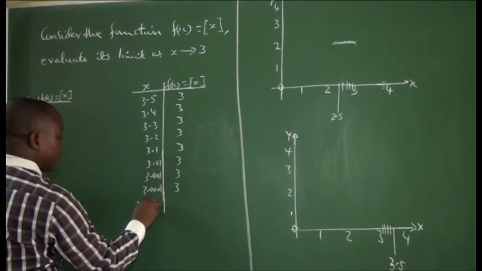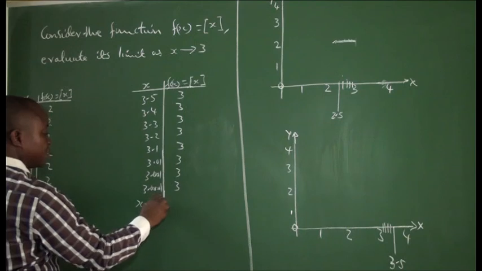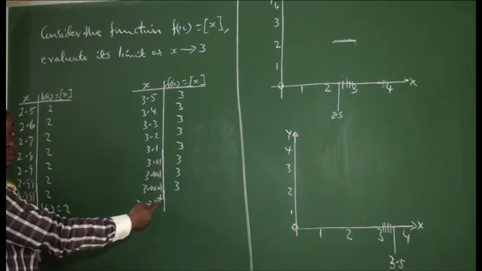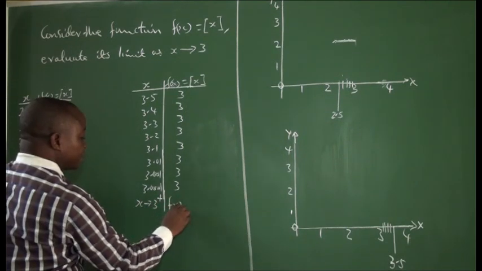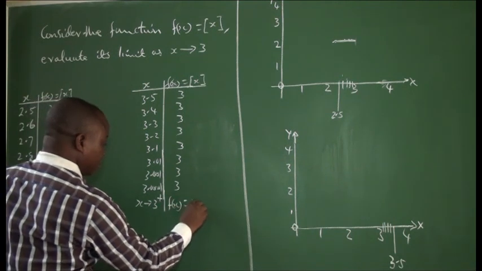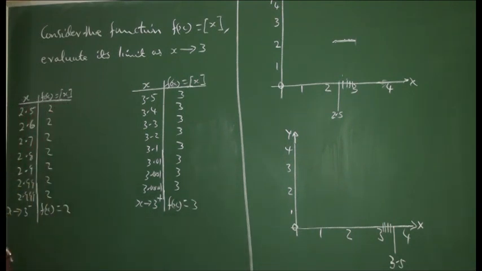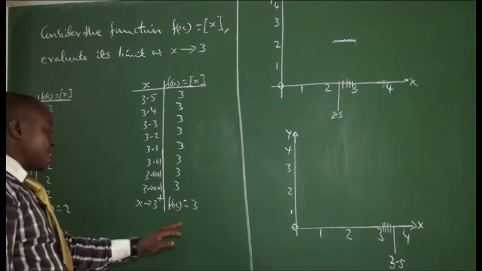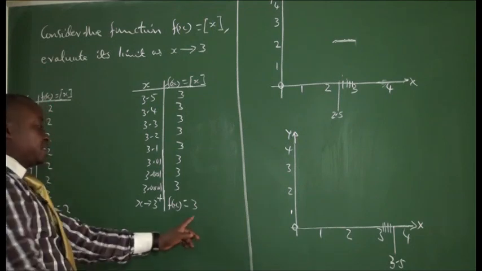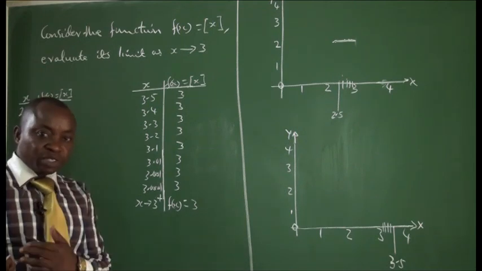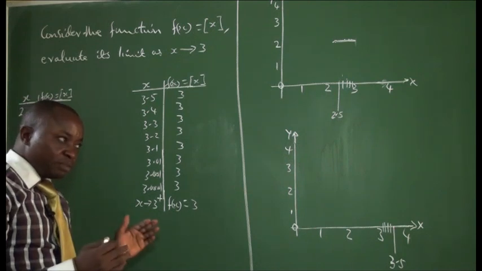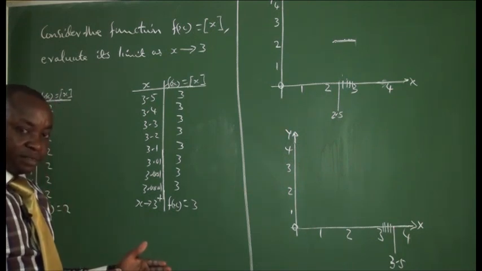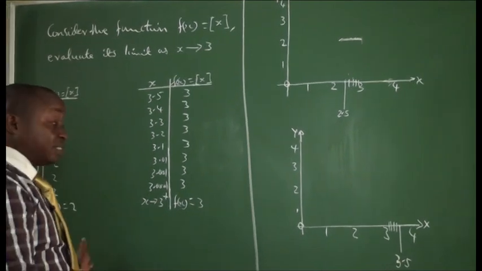So when x approaches 3 from the right, the positive side, then f of x is 3. We see one property again here very quickly: when x approaches 3 from the left, f of x is 2. When x approaches 3 from the right, f of x is 3. From the previous examples we have done, the two tables had the same limits, but this one does not have the same.